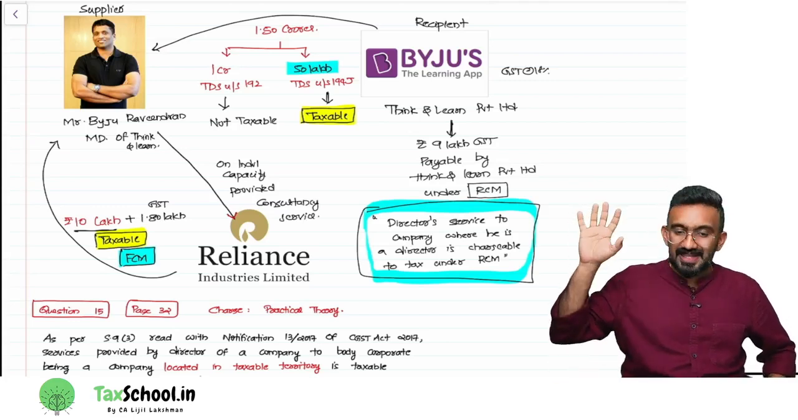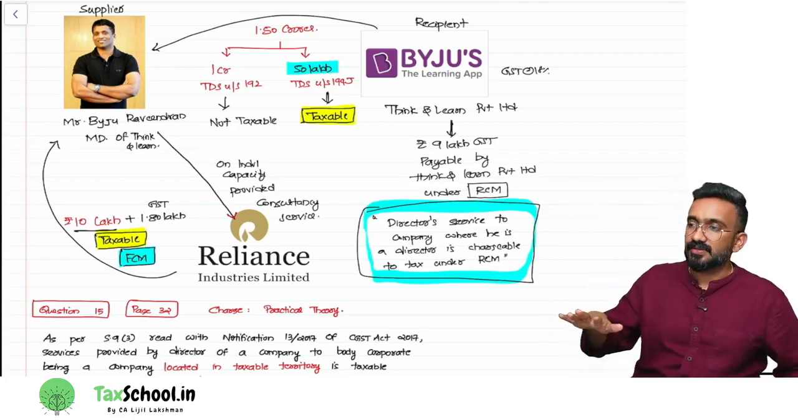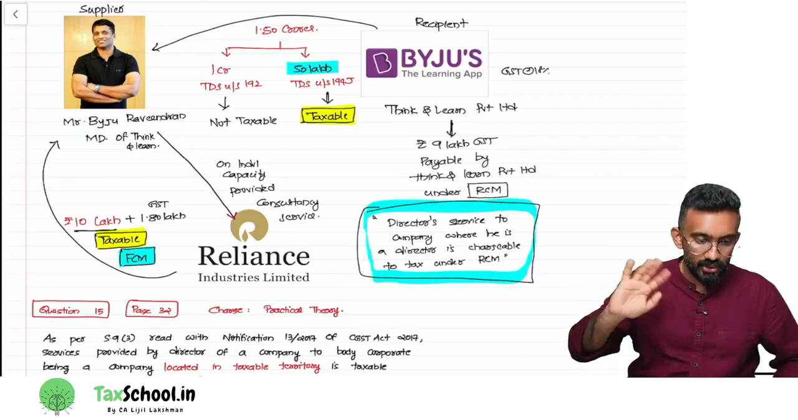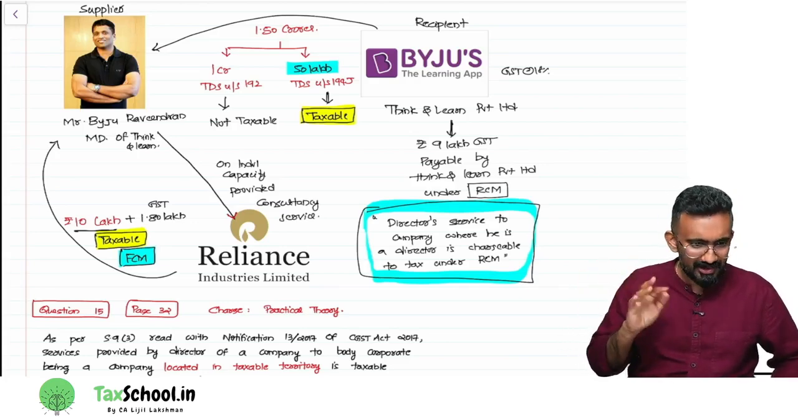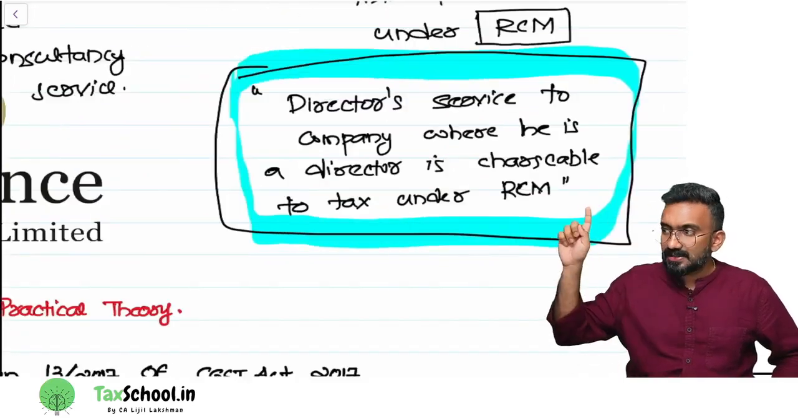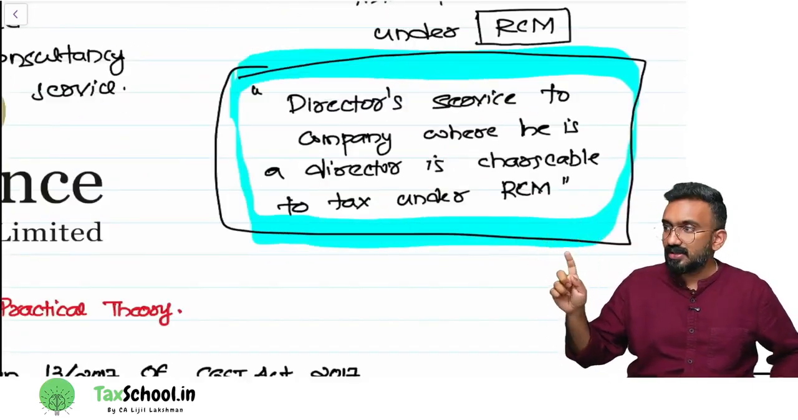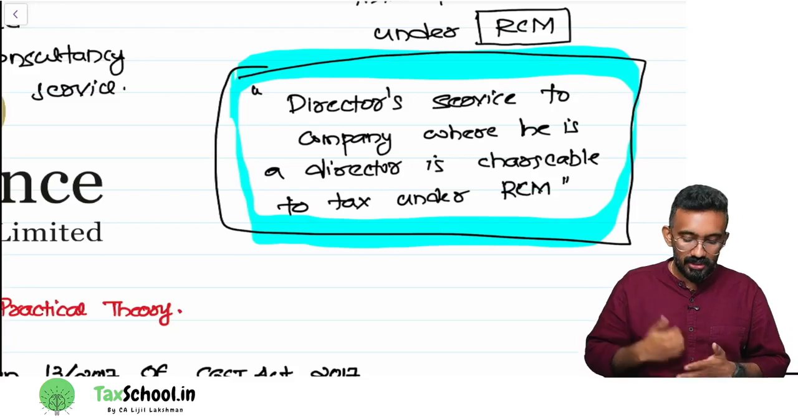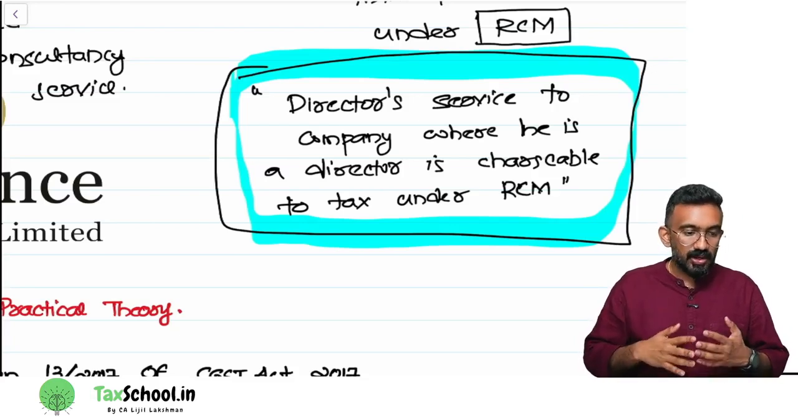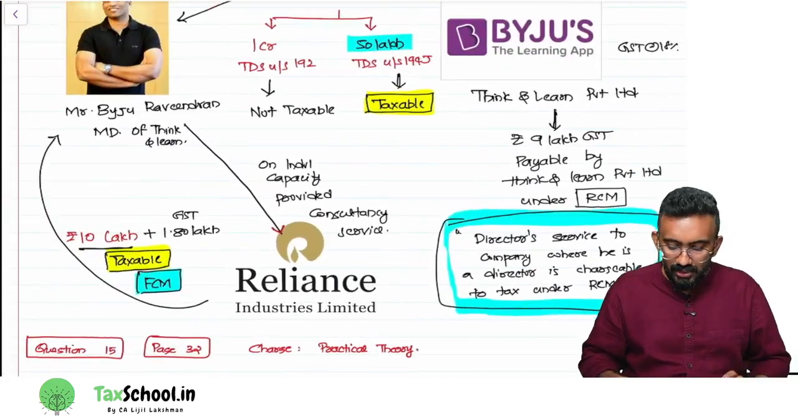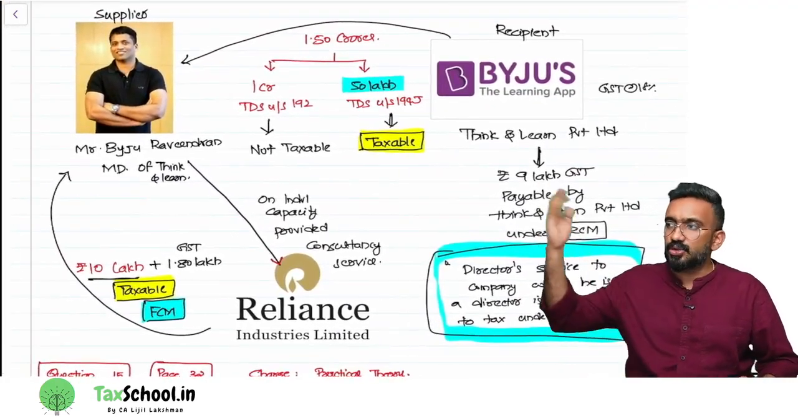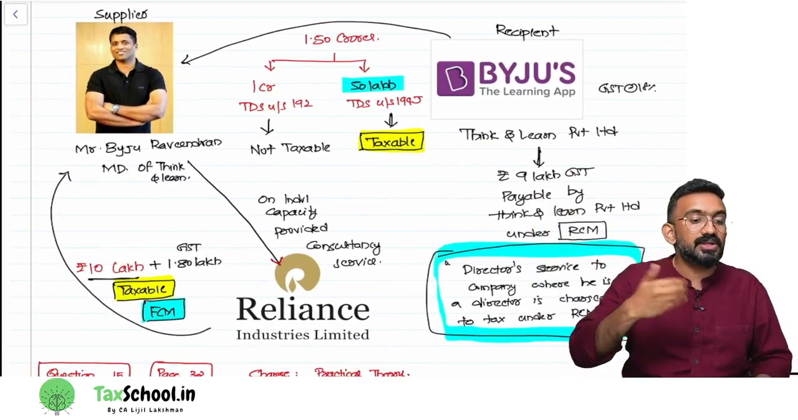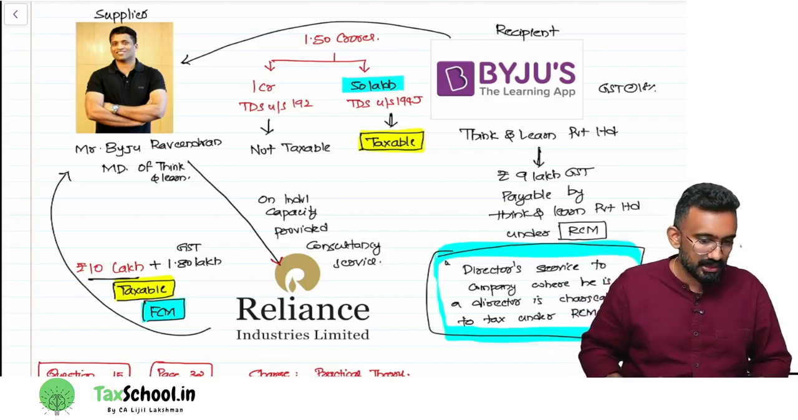Then, what if the same Baiju Ravindran is also providing consultancy services to Reliance Industries? Would it be taxed under RCM? No, because Baiju Ravindran is not a director in Reliance Industries. So I have written a point, director providing services to the company where he is a director is chargeable to tax under RCM. It is not like, just because Baiju Ravindran is a director, whatever service he provides will be under RCM. Then Baiju Ravindran had a laptop which was given on rent to Baiju's learning app and he is receiving money. Would it be taxed under RCM? No, because that is not a service in the capacity of a director. So whatever sitting fee would be taxed under RCM is the understanding.